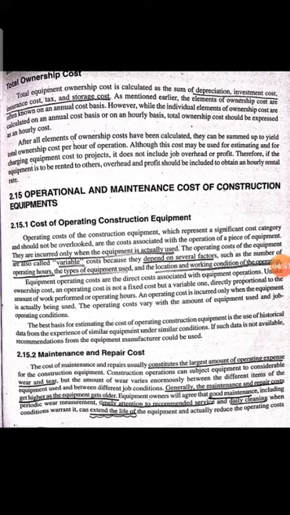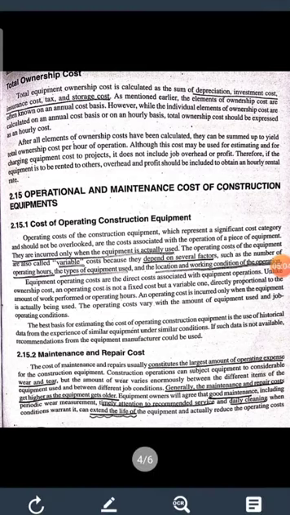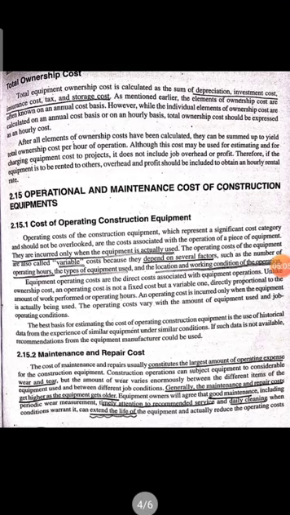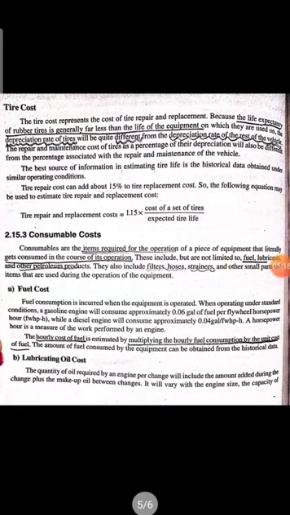So the second cost is the maintenance and repair cost, which actually constitutes the largest amount of the operating expense. And this cost generally comes because of wear and tear of the equipment. Generally, the maintenance and repair costs get higher as the equipment gets older. So good maintenance, timely attention to recommended services, and daily cleaning can extend the life of the equipment.